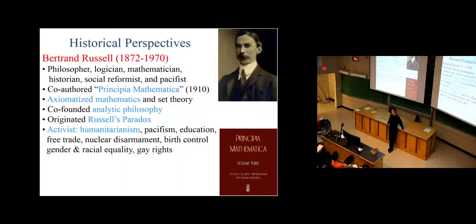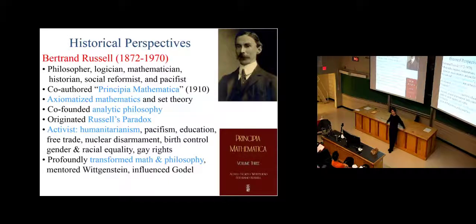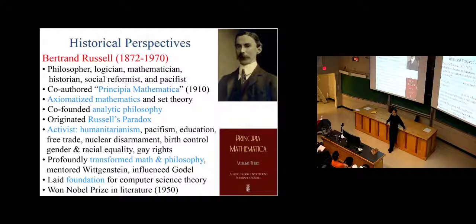And he was an early proponent of gay rights and racial equality. Remember, this is 1900. It's not even the 60s when these movements took more popular turns, but at the time he was a humanitarian activist before people even knew what that term means. So that's pretty good. He also won a Nobel Prize later on. And so he profoundly influenced all of math and philosophy and everything else. One of the people he mentored was Wittgenstein, and he certainly influenced Gödel and Church and Turing and many other thinkers that came after him. So he laid the foundation, along with others, for all of computer science.